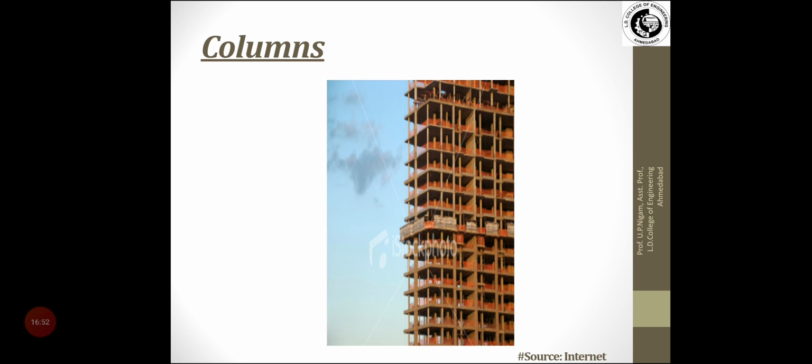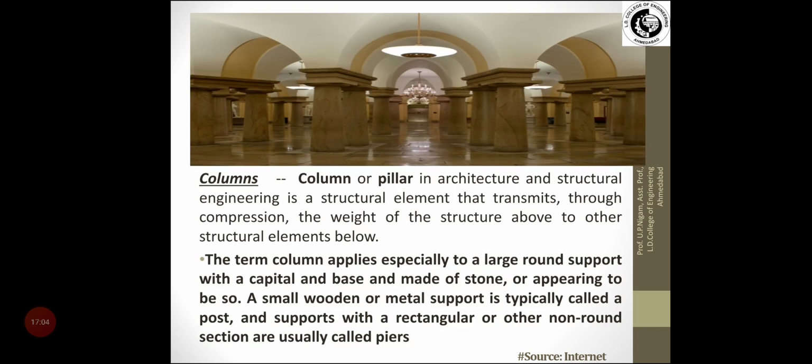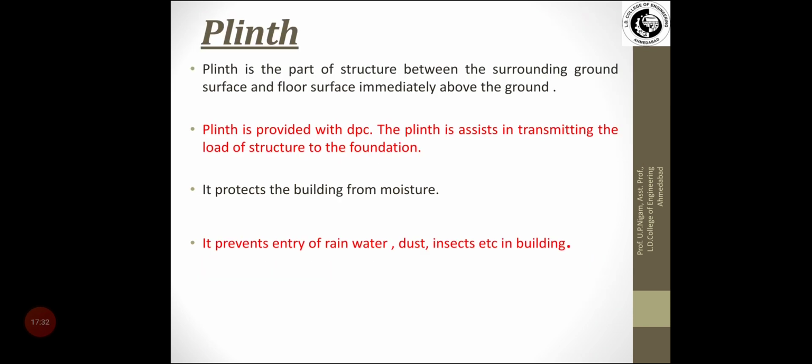Now another building component, the column. So what is a column? We will discuss it. A column is actually a compressive member, a vertical member. A column or pillar in architecture or structural engineering is that building element that transmits, through compression, the weight of the structure above to the other structural elements below. Column applies especially to a large round support with a capital and base, and may be made of stone or appearing to be so. It may be constructed of RCC and concrete as well. So these are the different types of columns.